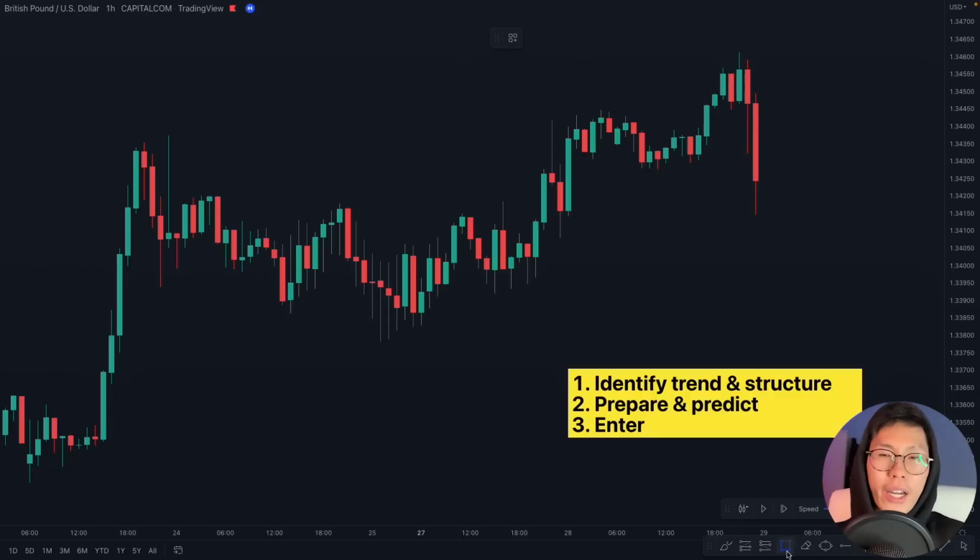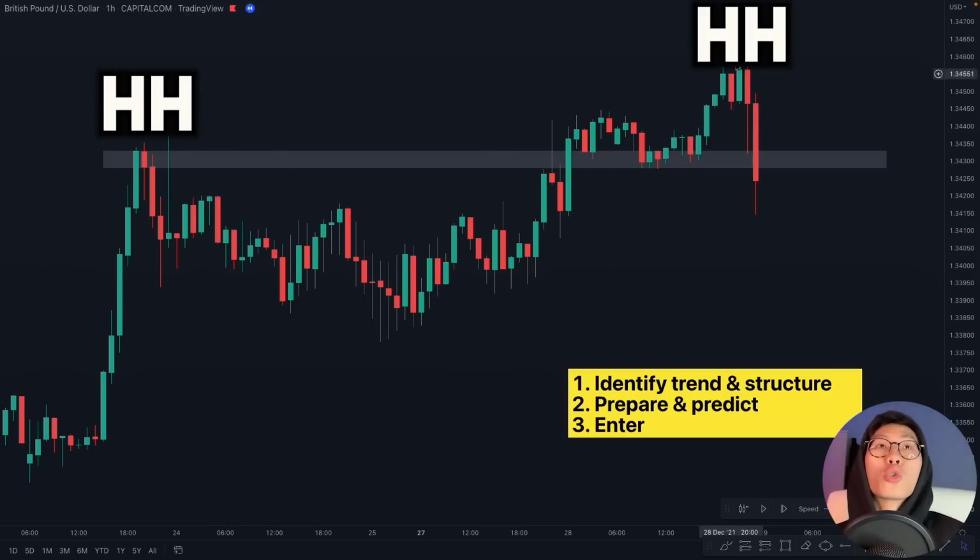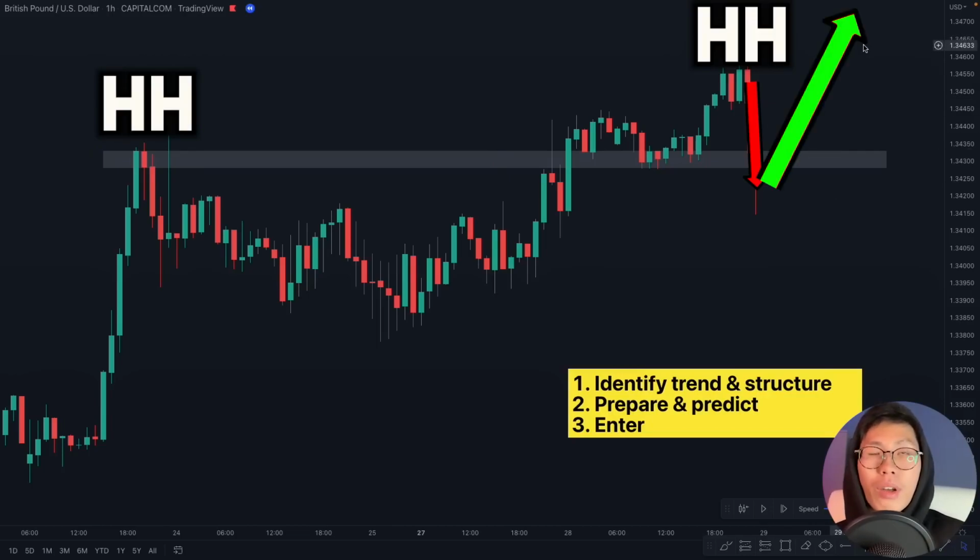Now that we have identified a trend, we want to identify structure. So I can draw a little level right here, because this was the last higher high before price came up here to create your new higher high, right? So I can mark up a key level right here, and we should be expecting price to come back down to retest this last higher high before continuing going up even higher, which is what price did. Price actually came back down here and retested this higher high.